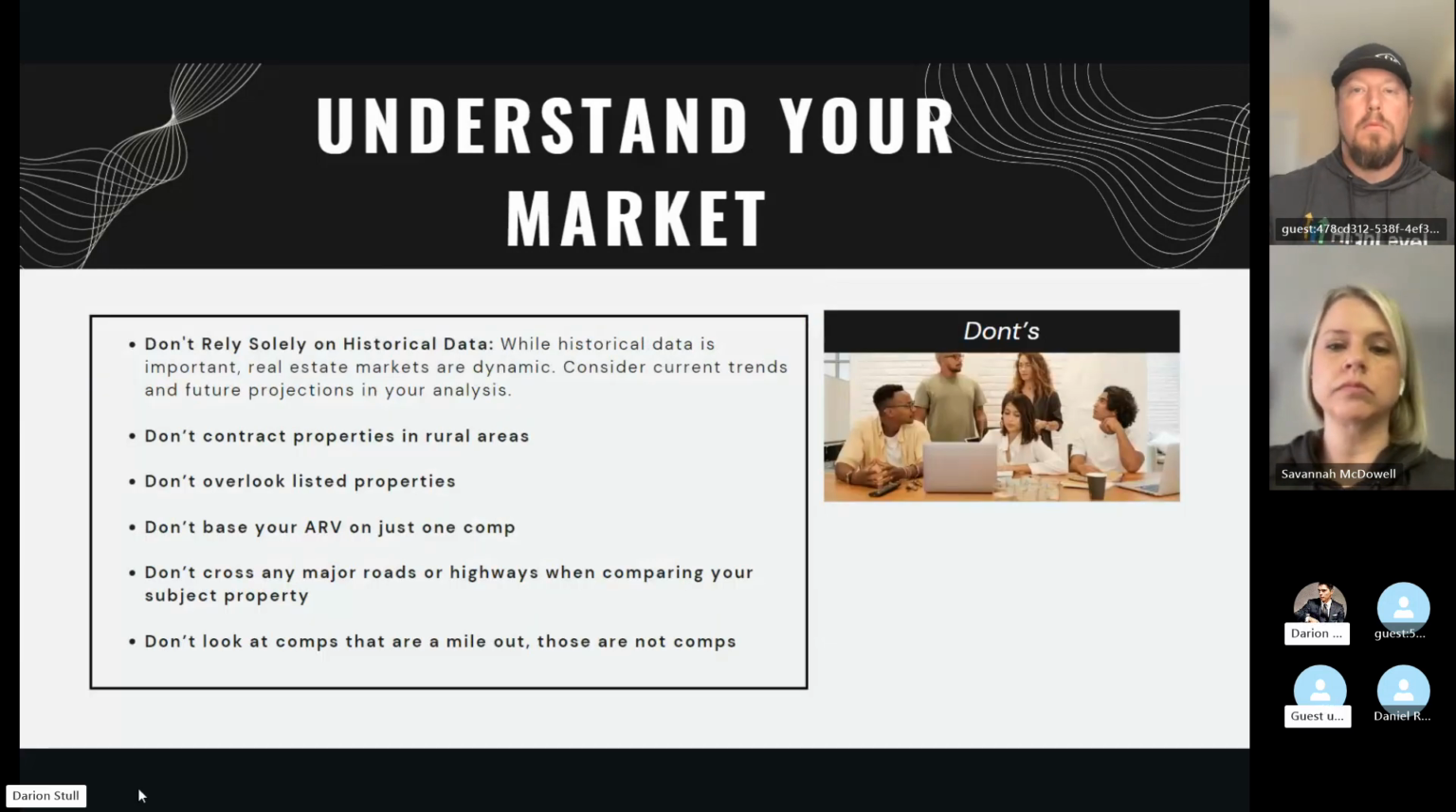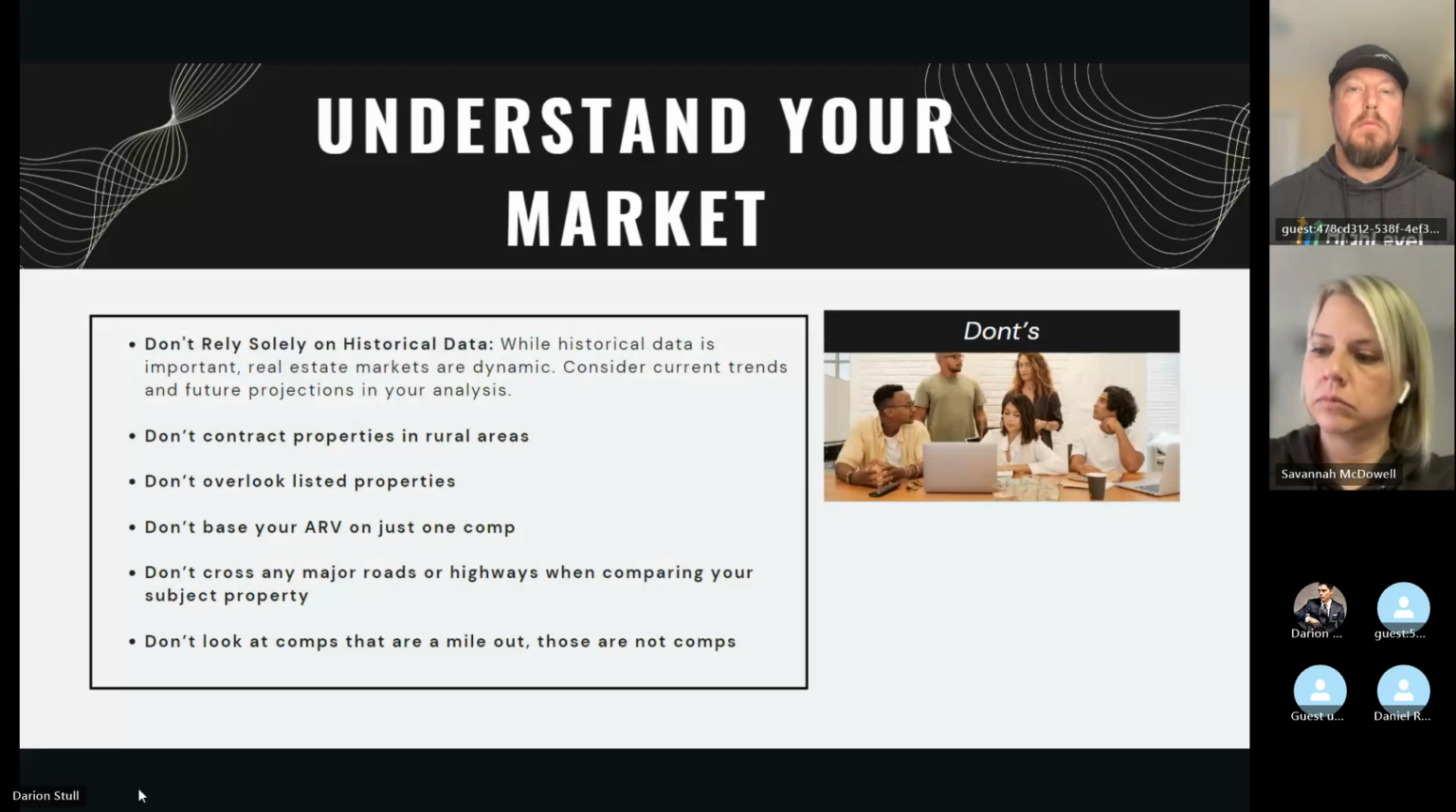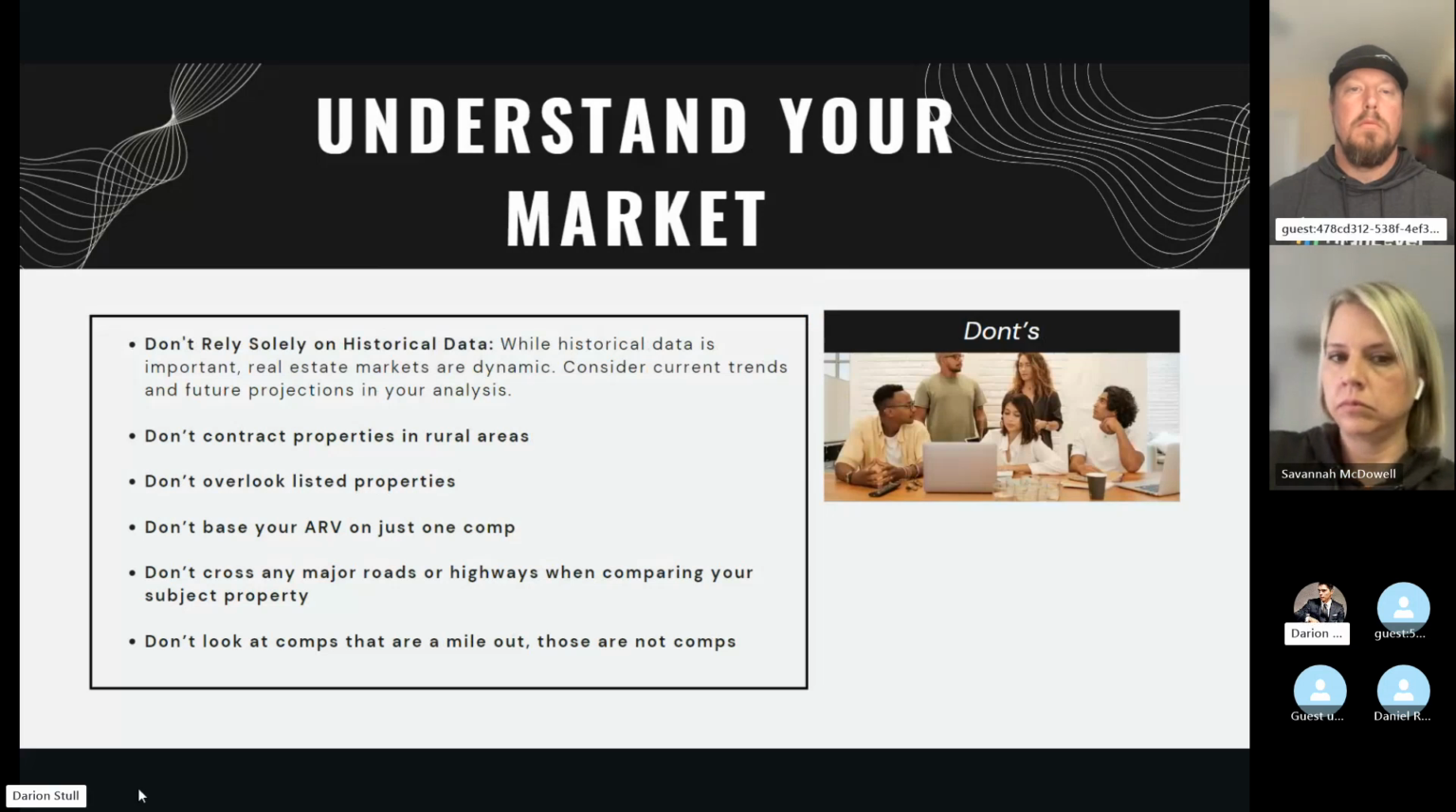Now, some don'ts. Having historical data when you're looking at comps is really great. So typically when you're running comps, I like to look at 90 to 180 days. I'm not a big fan of going past 180 days because a lot has changed from 6 months ago until now. From 6 months ago to 12 months ago, a lot has changed in comparison to today. So typically when I run comps, I like to stay within 180.